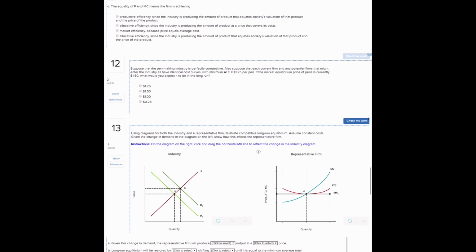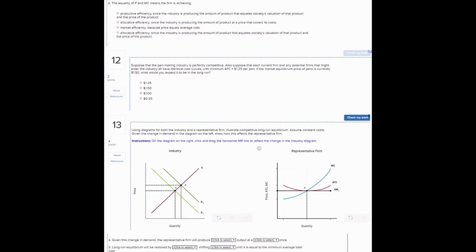The equality of price and minimum ATC means that the firm is achieving productive efficiency. This is our definition. Productive efficiency means producing at the lowest possible cost. That's our definition of that, in fact. Now, D takes us to a different place.